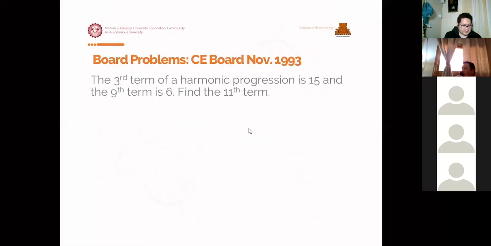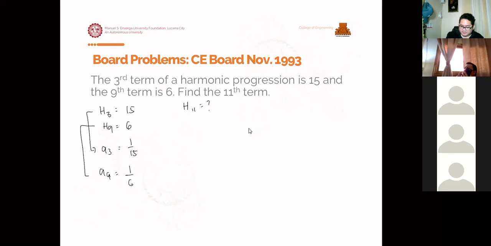Okay? Next, sabi ko, the third term of a harmonic progression is 15 and the ninth term is 6. Find the 11th term. Okay? So, yung H3 daw ay equals sa 15, yung H9 is equals to 6. Pinapahanap is yung H11. Okay? So, yung H3, kung gusto kong kunin yung arithmetic equivalent niya, 1 over 15. Then yung H9, yung A9 natin will be 1 over 6.